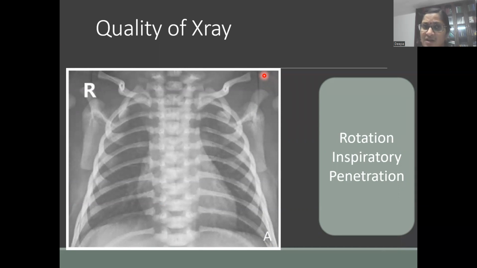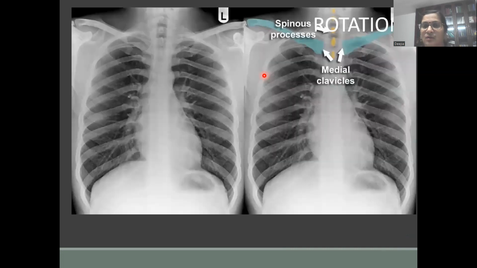The quality of X-ray is basically assessed with respect to these three important parameters. First is to see for the rotation of the film. Second is to look whether the film is taken during the inspiratory or the expiratory phase of breathing. And third would be the penetration of the X-rays. So, with respect to the rotation, how do you know if this X-ray is a rotated film or not? For that, you need to look at the clavicle.